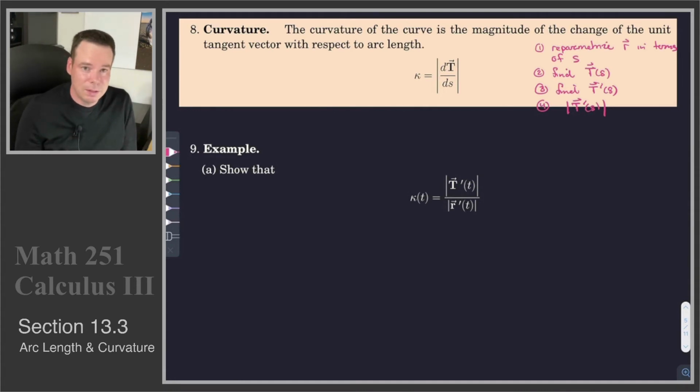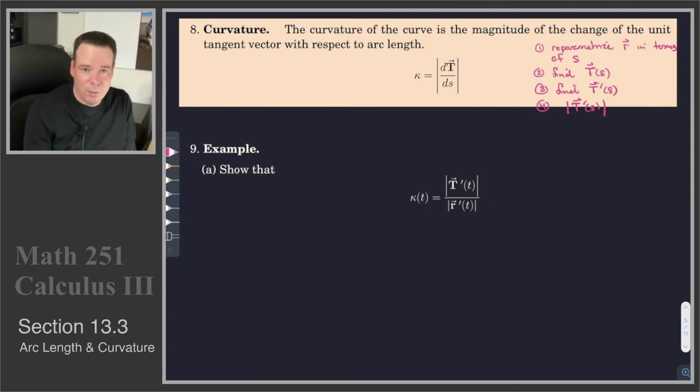Reparametrization can be difficult. The example we did with the helix was fairly straightforward because there was this linear relationship between s and t. But then we'd have to find the tangent vector. That's taking a derivative. Then we'd have to take the derivative of that, and then we'd have to take the magnitude. So there's a lot of steps going on here.